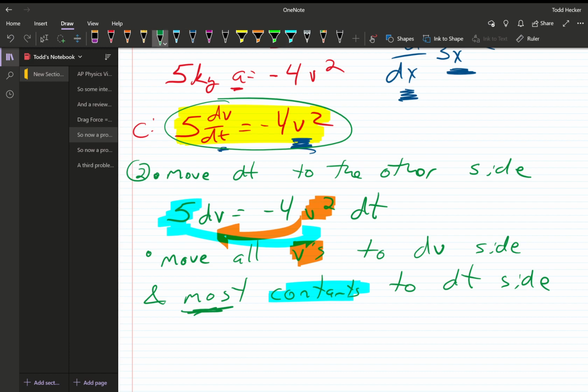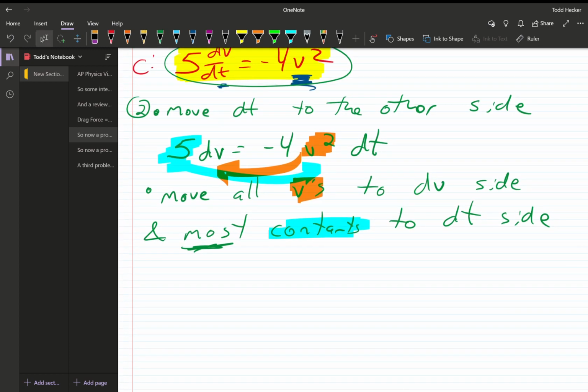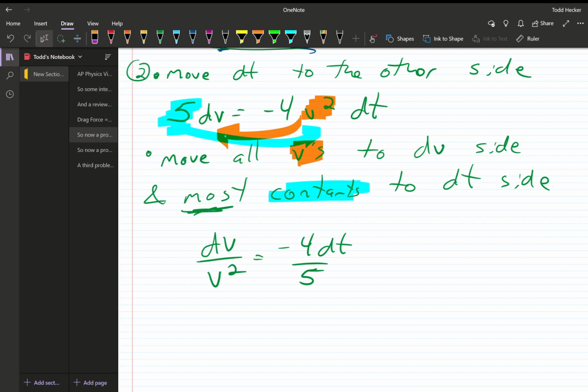And so that gives me the following equation. I'm going to get dv over v squared on one side, and on the other side, I'm going to get negative 4 dt over 5. Okay? So there we go. So that's our first step, all right? Now, the next step is, so this statement on its own sort of doesn't really have any meaning. So to solve it, what we have to do now is we have to integrate, okay?